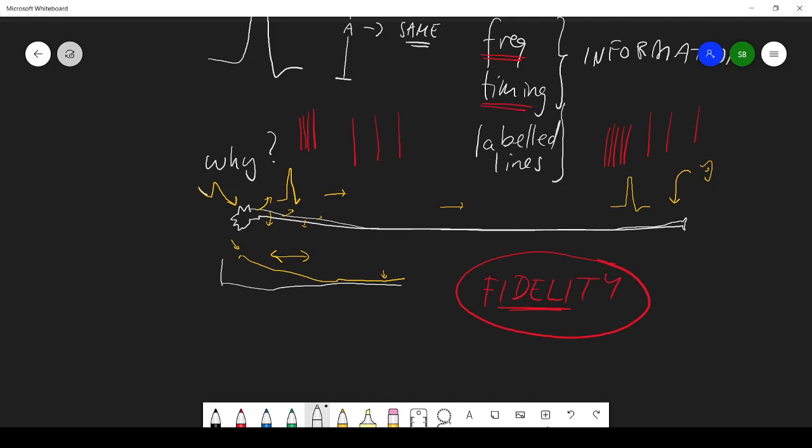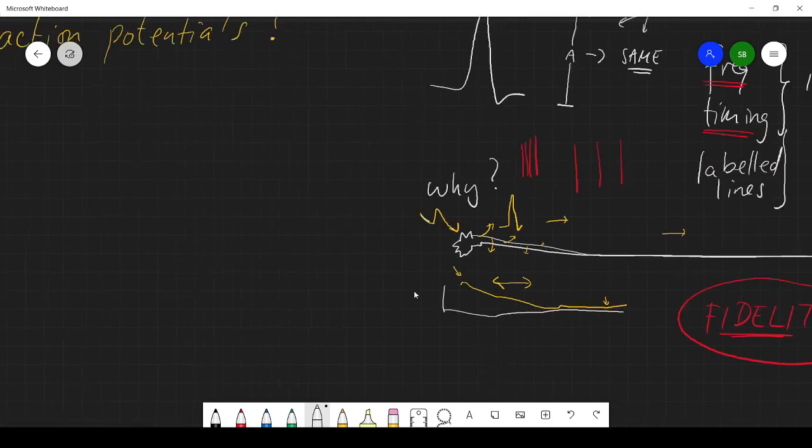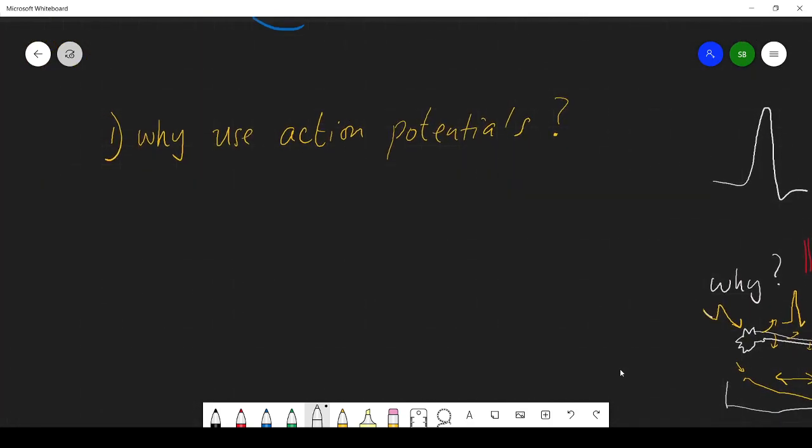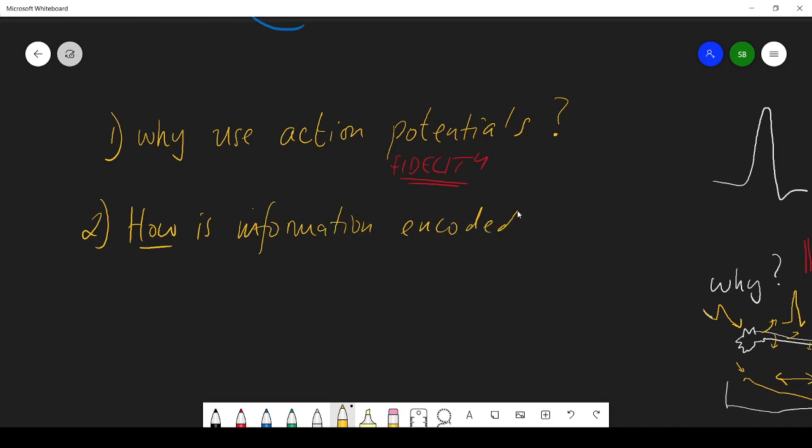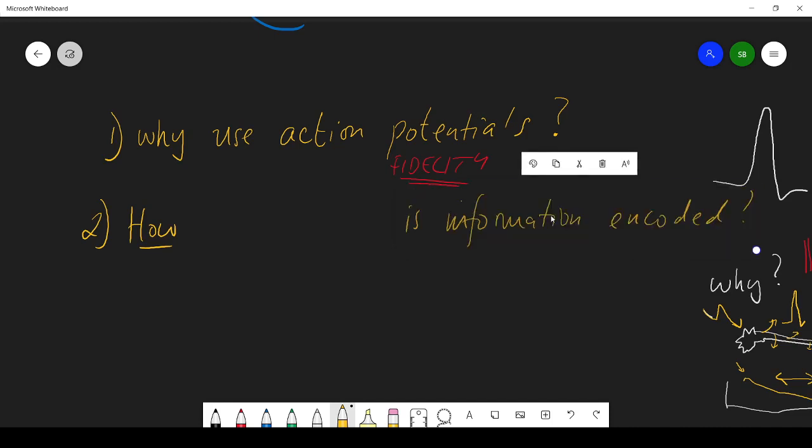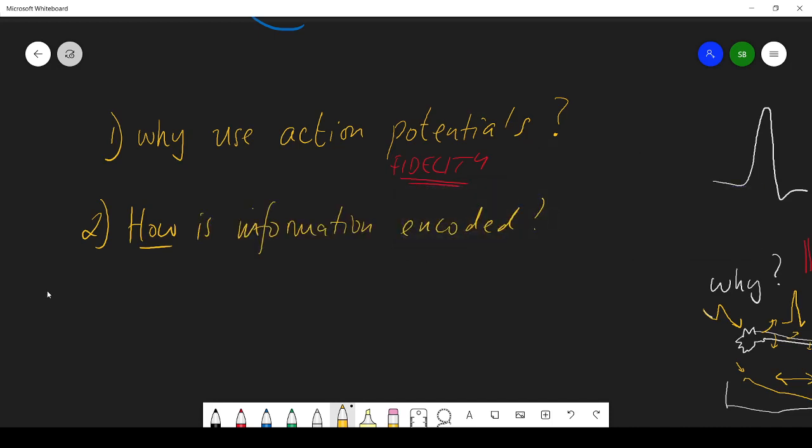Right. So then that answers the question of why we use action potentials, and our answer is because of fidelity. It means we can signal over a large distance without things going wrong. Our next question is how is information encoded? And the simple answer to that, I guess, would be mostly with frequency.